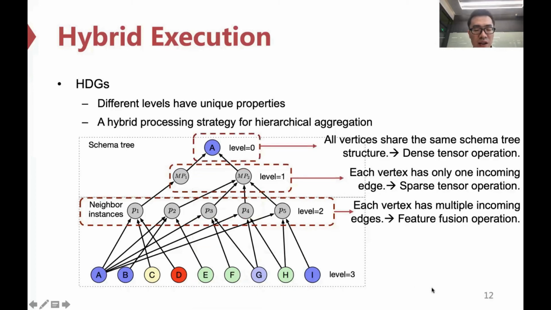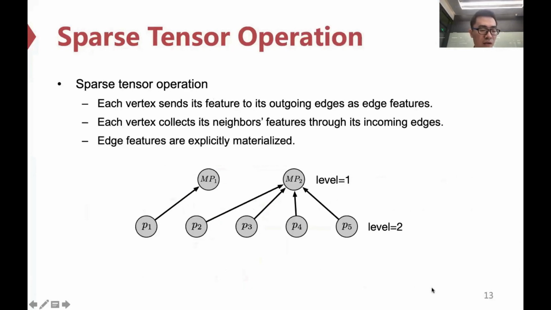Finally, all root vertices at level 0 show the same schema tree structure. At this level, dense tensor operations are applied. Next, we introduce these 3 types of operations and why we choose different operations for different levels. The first is sparse tensor operations. To aggregate the neighborhood features using sparse tensor operation, each vertex needs to send its feature to its outgoing edges as edge features. Then each vertex collects its neighborhood features through its incoming edges and applies a user-defined aggregation operation.